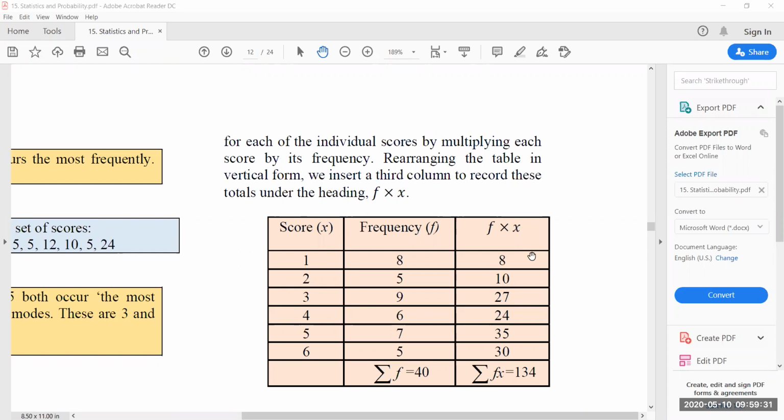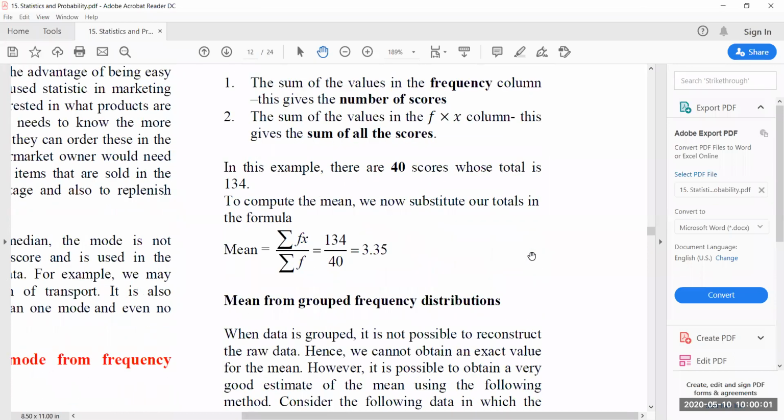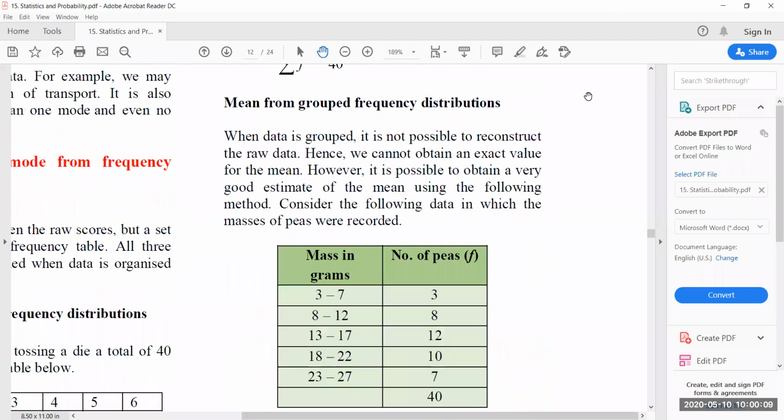So if you're given a score, in this case the die, and a frequency, you just multiply to get f of x, and then you divide that amount by the total number of attempts, which in this case is 40. Yeah, the total frequency. Understood? Yeah, Emily, you are correct. And this is the answer right here. So 134 divided by 40 will give us 3.35. Or if you want to put 3.4 to 1 decimal place, that's fine.